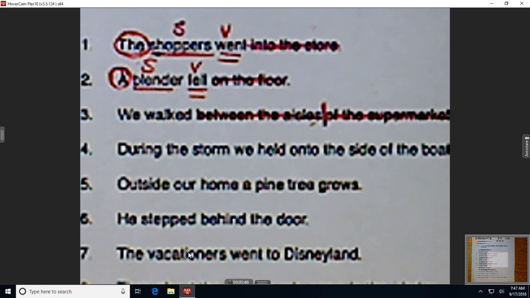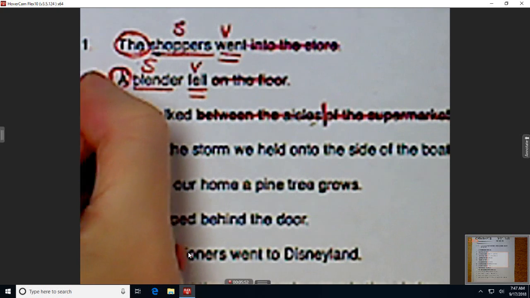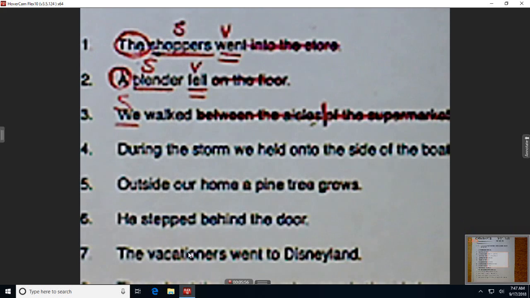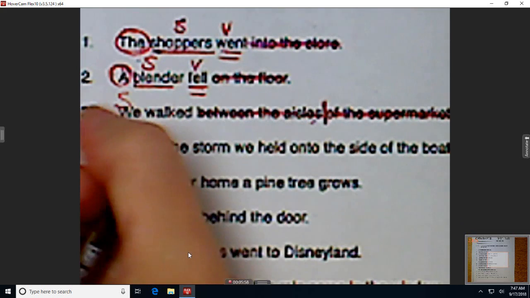Who or what is the sentence about? We. Underline it once. What did we do, Connor? Walked.